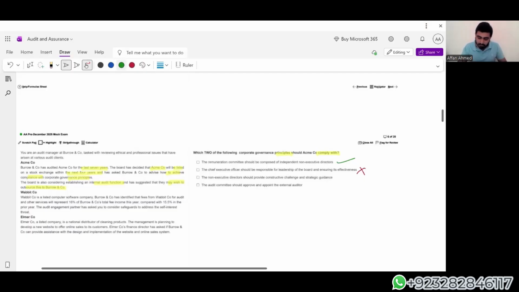Audit committee should approve and appoint the external auditor. The approval and appointment of external auditor is in the domain of the shareholder, not the audit committee. The audit committee is to make sure that everything runs smoothly. They present the options to the shareholder, but the appointment is done by the shareholders only. So this is a wrong answer, leaving us with option number 3. Let's move forward.